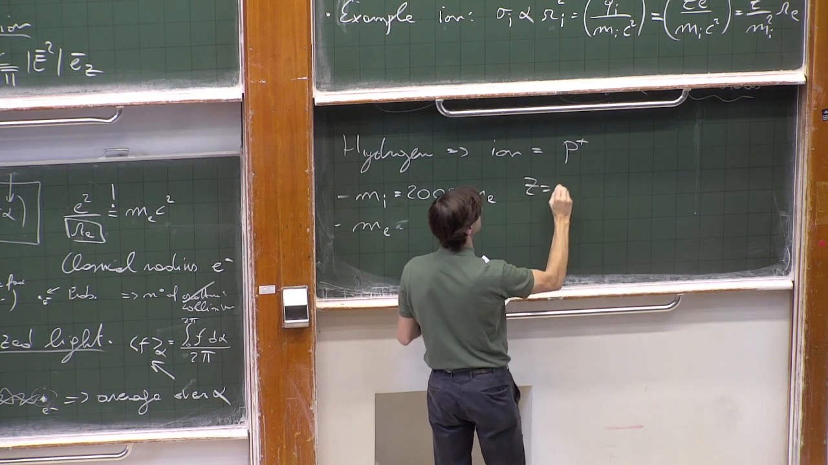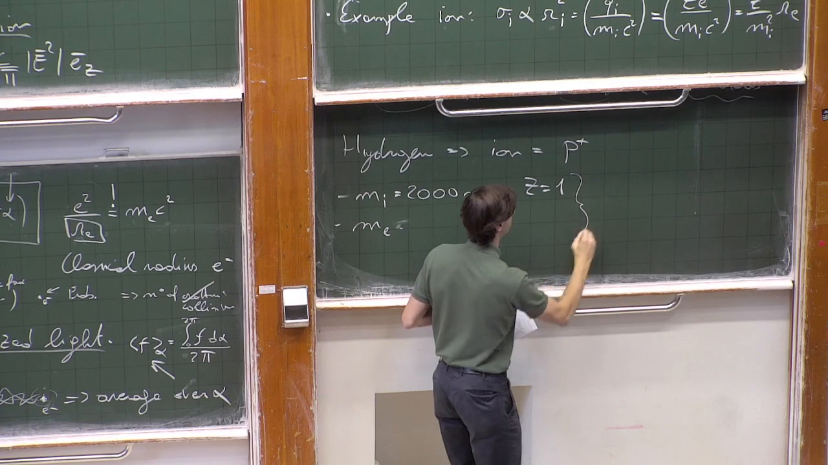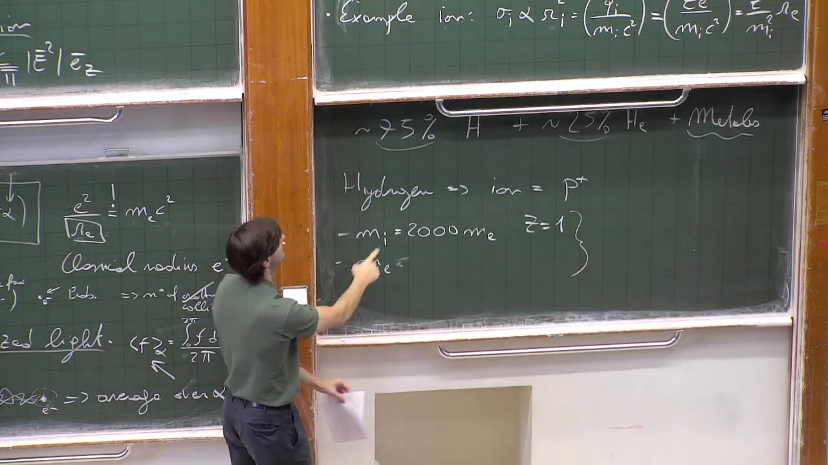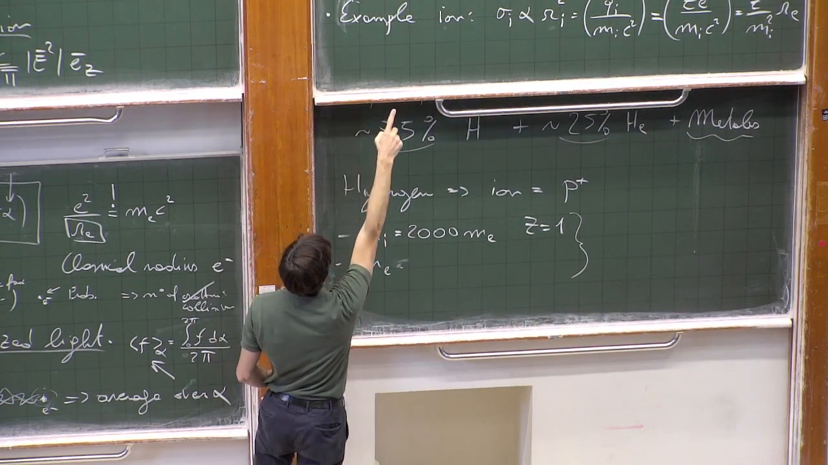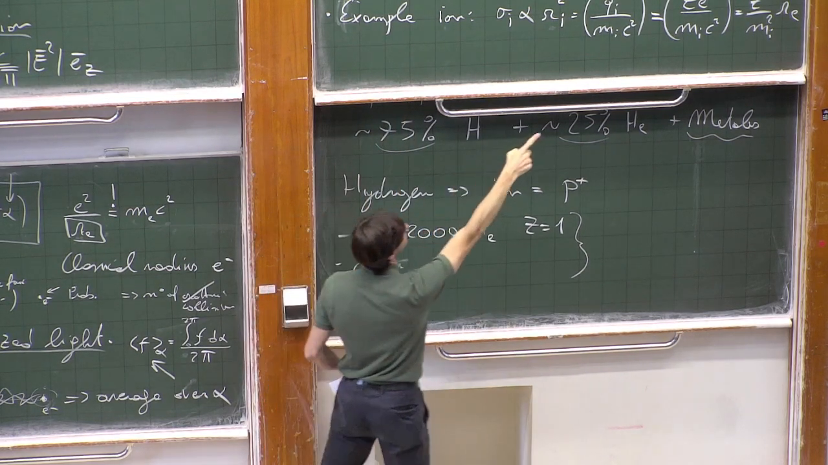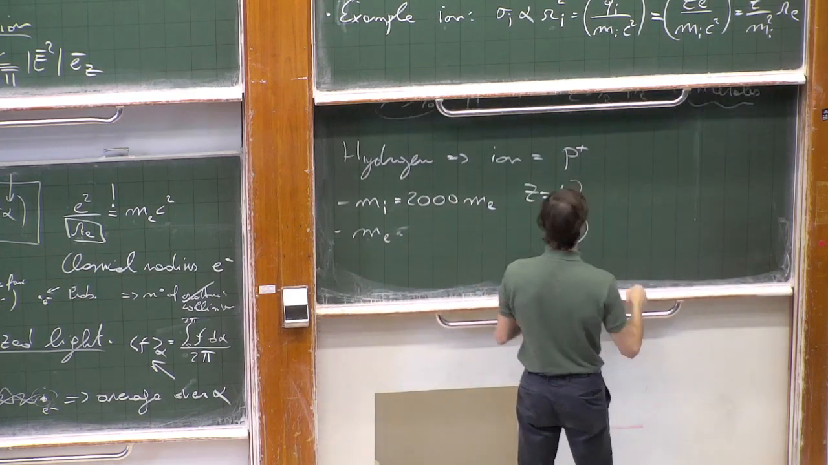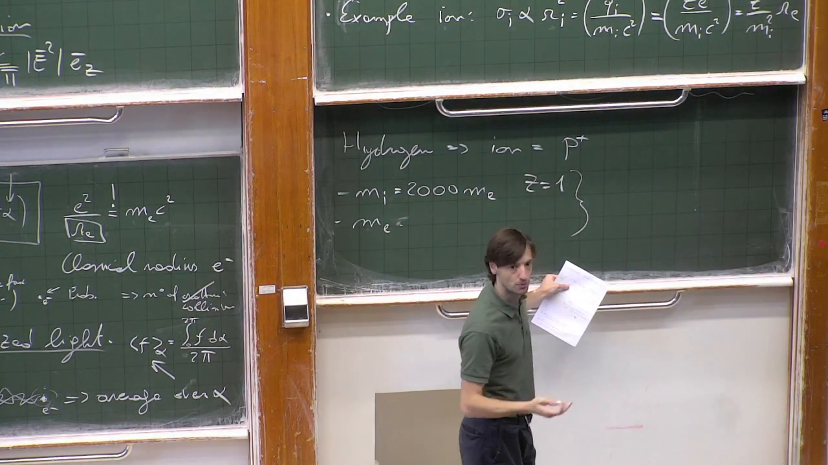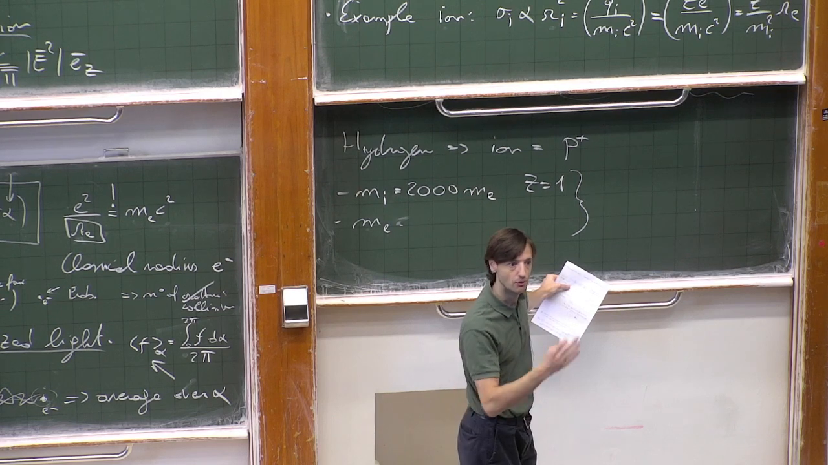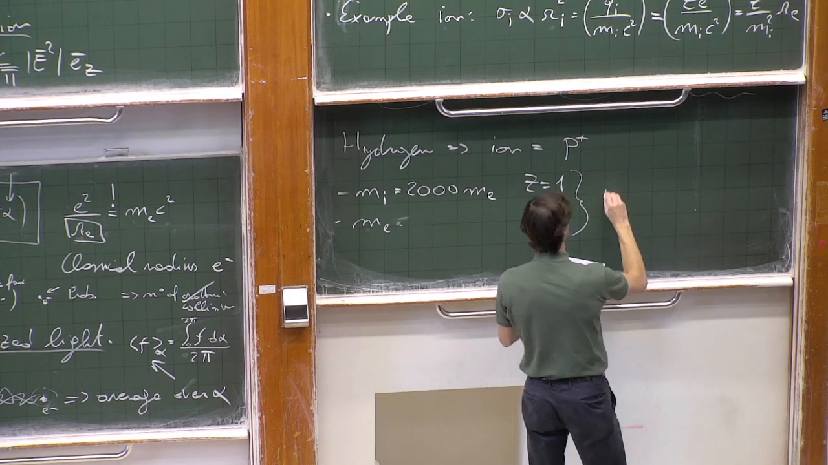And Z is equal to 1. There is one proton. Okay? We now compare the scattering with an electron that we consider up there, which is 8 pi over 3 r_e to the power of 2, and we look at the more generic case. We can evaluate what is the radiation pressure of electrons and ions. Okay? The difference between the two.